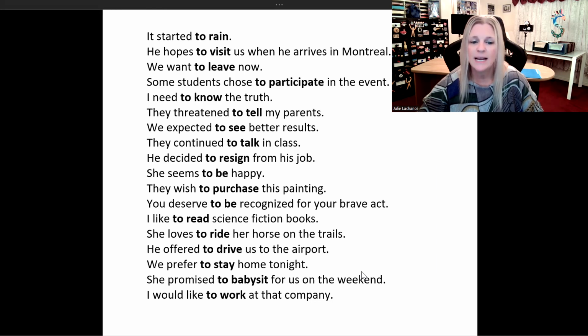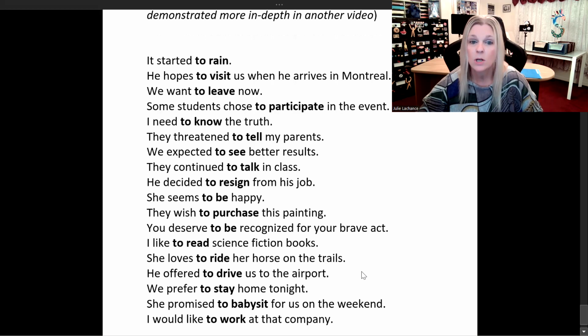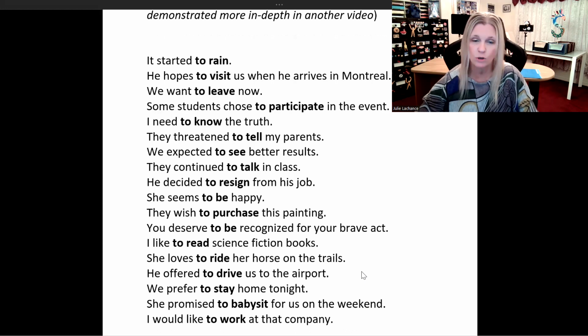I like to read science fiction books. She loves to ride her horse on the trails. He offered to drive us to the airport. We prefer to stay home tonight. She promised to babysit for us on the weekend. I would like to work at that company. So you see the difference with that? Good. It's so easy. So surely you will never make a mistake with this again.